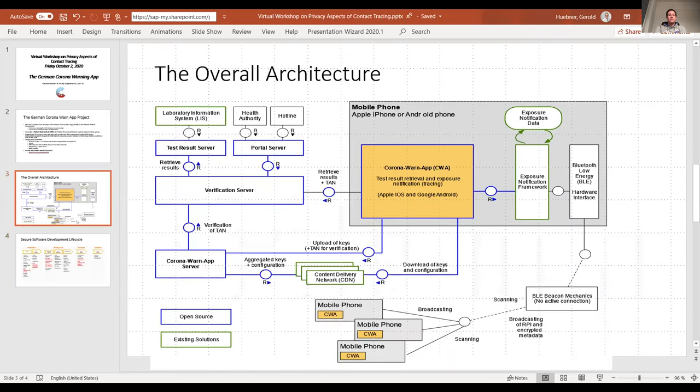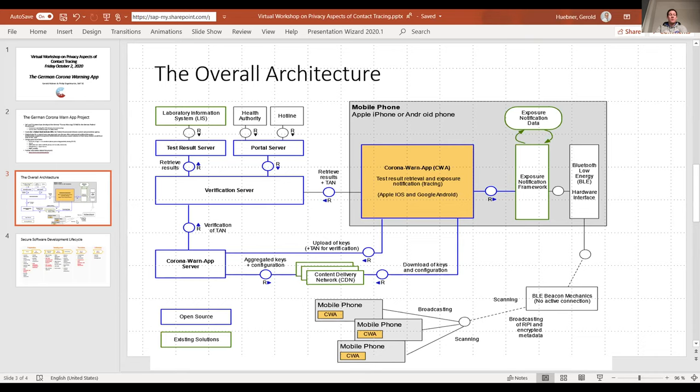When you think of the gray box on the right side as the mobile phone with the Corona One app, we do have the Corona One app server, which is just taking care of the keys, and the verification server, which is just taking care of the verification of the submission of a positive test result. And that's it, more or less. In that sense, we also have connections to the test results of the portal server and directly into the laboratory information system.